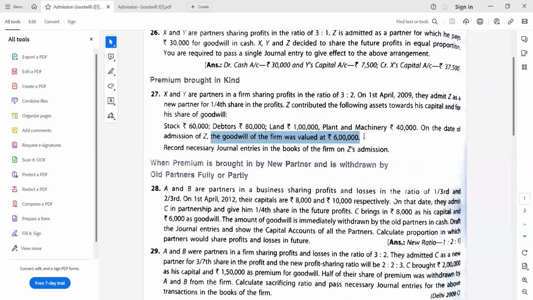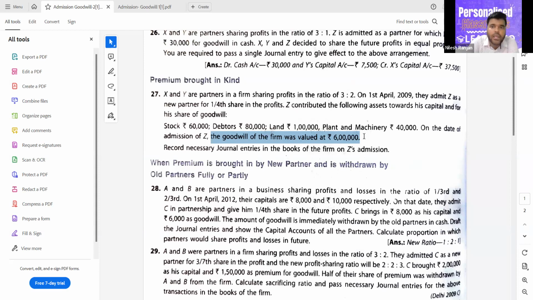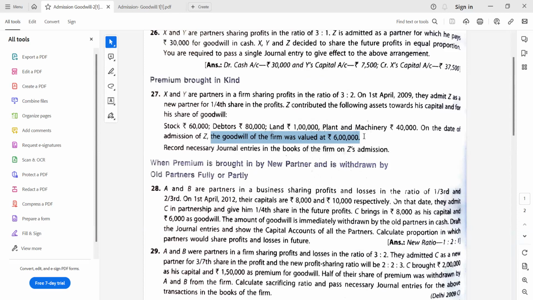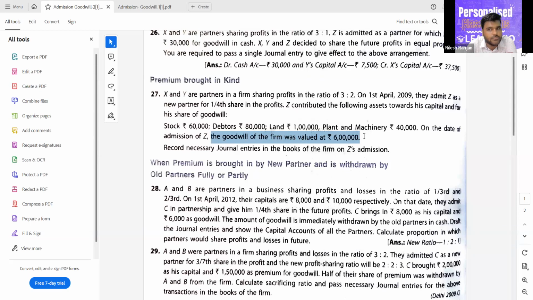So 1,50,000. Yes. And if he is paying total amount of 2,80,000 by combining these assets, then in 2,80,000, 1,50,000 is for goodwill. So how much amount is for capital? The balance amount, 1,30,000. Yes, sir. So this is your answer.